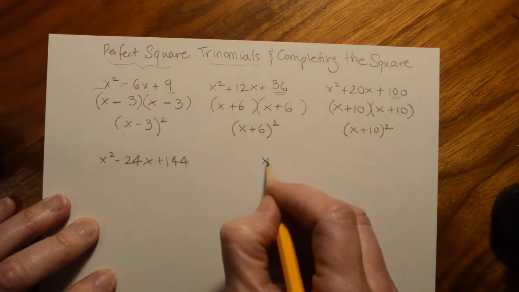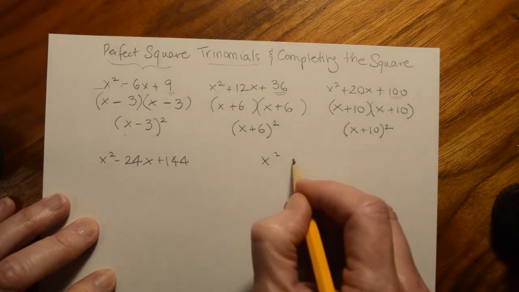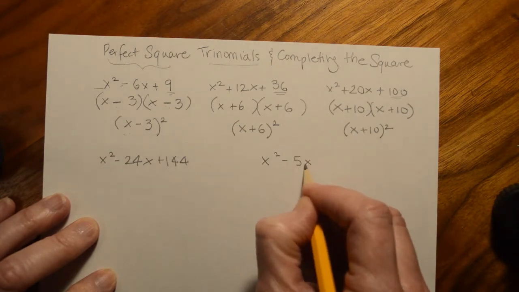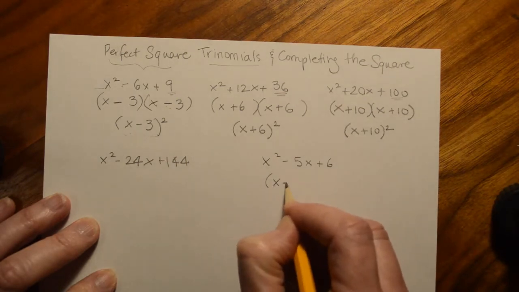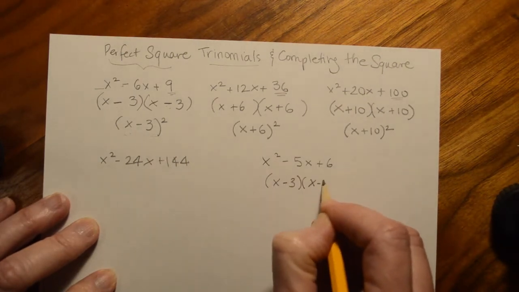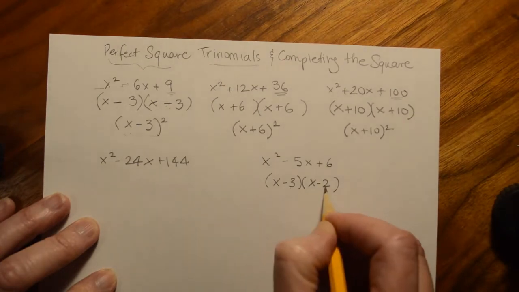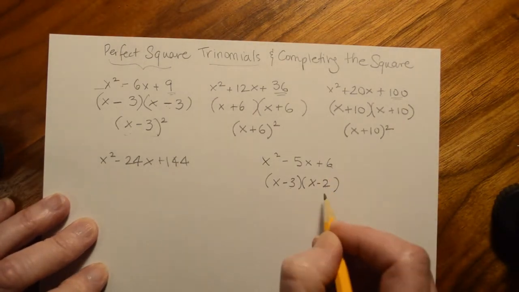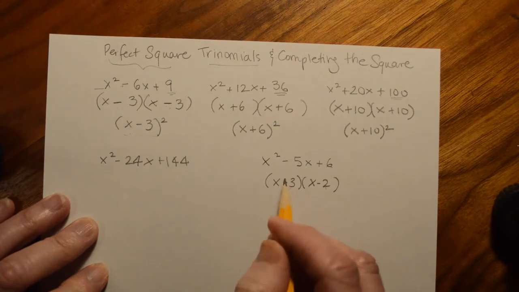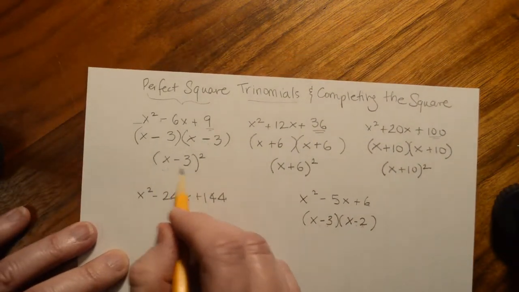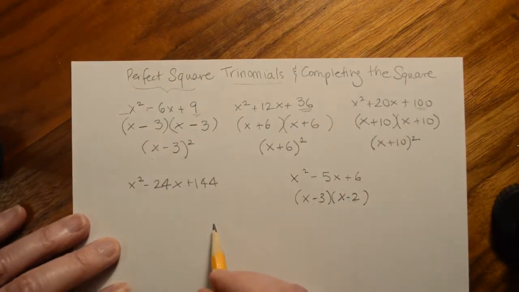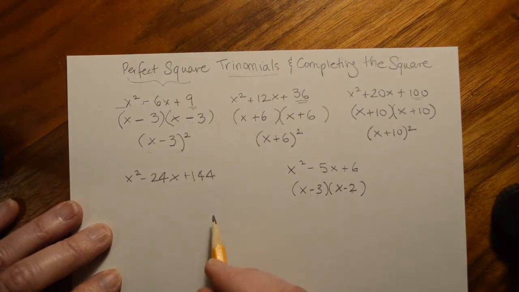Think about something that doesn't factor like that, like let's say x squared minus 5x plus 6. I could write this as x minus 3 times x minus 2. The negative 3 times negative 2 multiply to give me positive 6, and they add together to give me negative 5. This factors into two separate binomials, but they're not the same, so I can't write it as the square of a single binomial. So that's what makes a perfect square trinomial. It factors into two identical binomial factors.